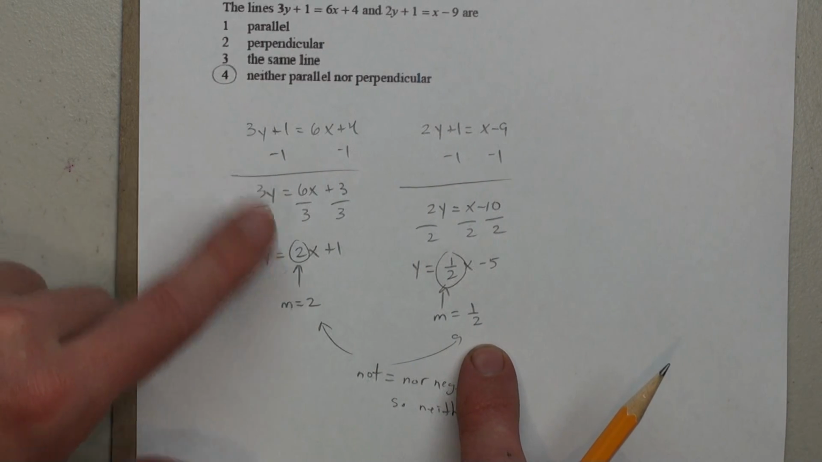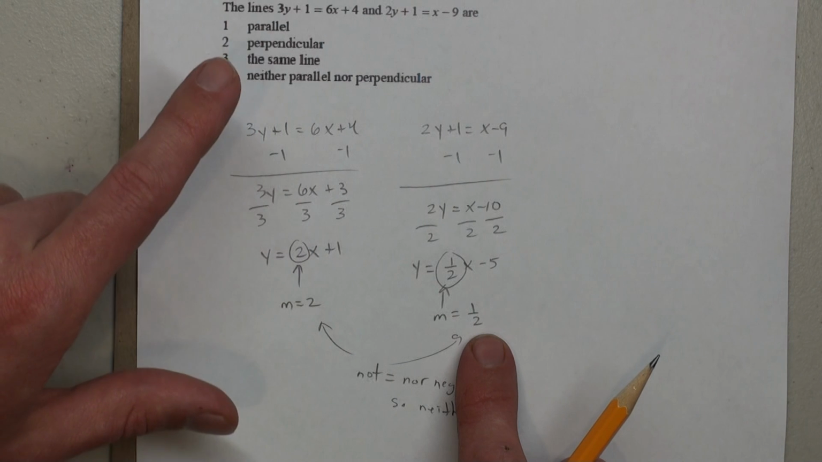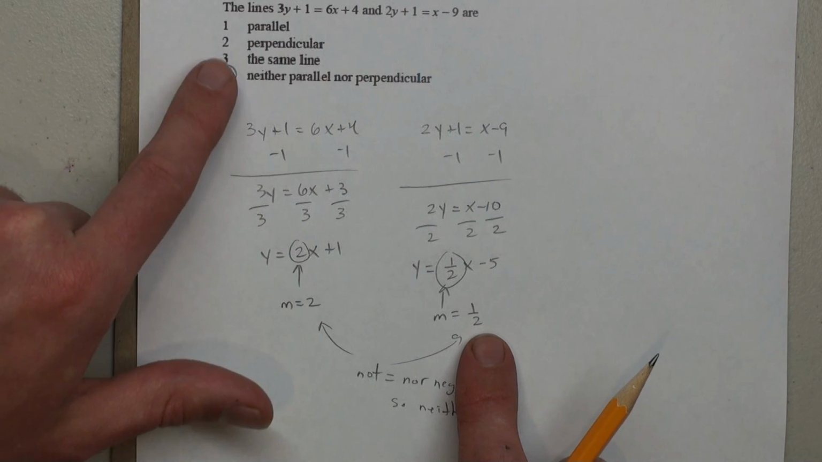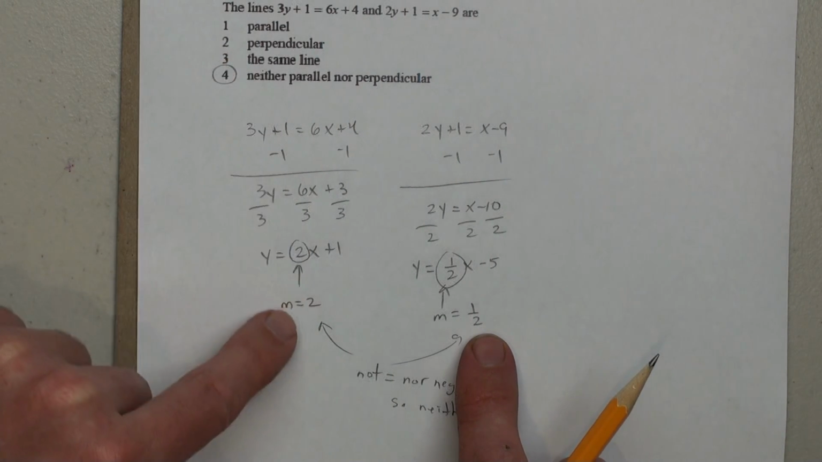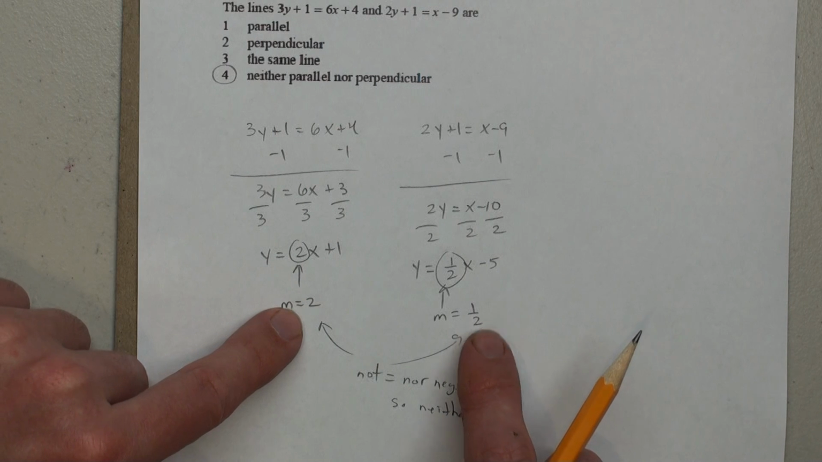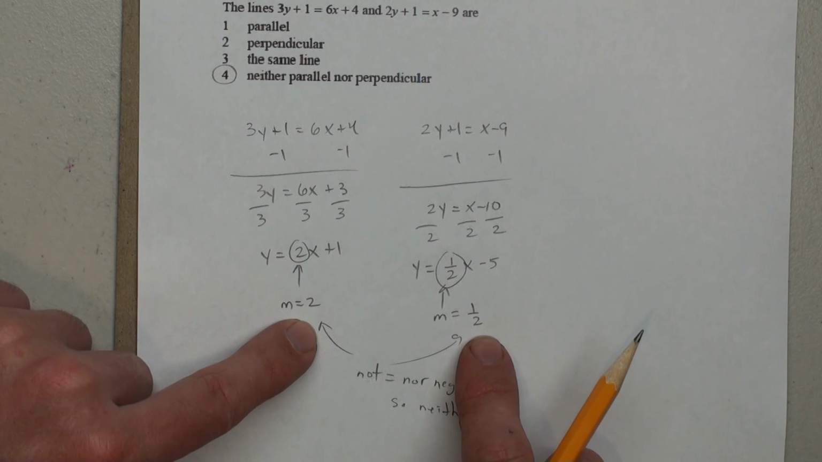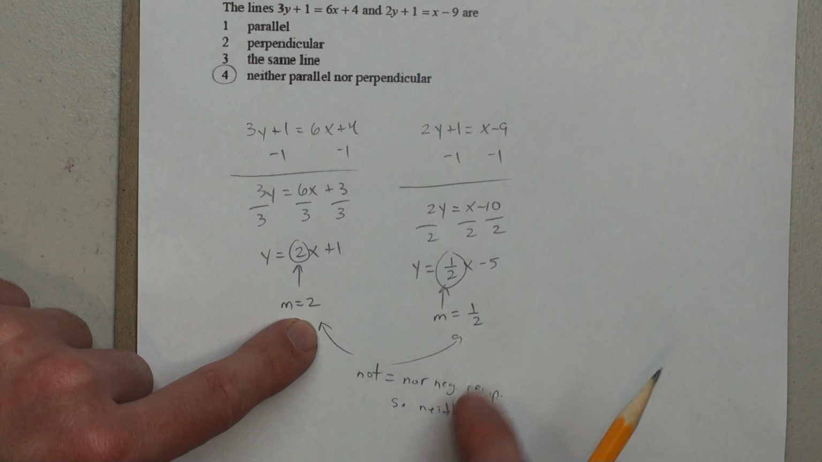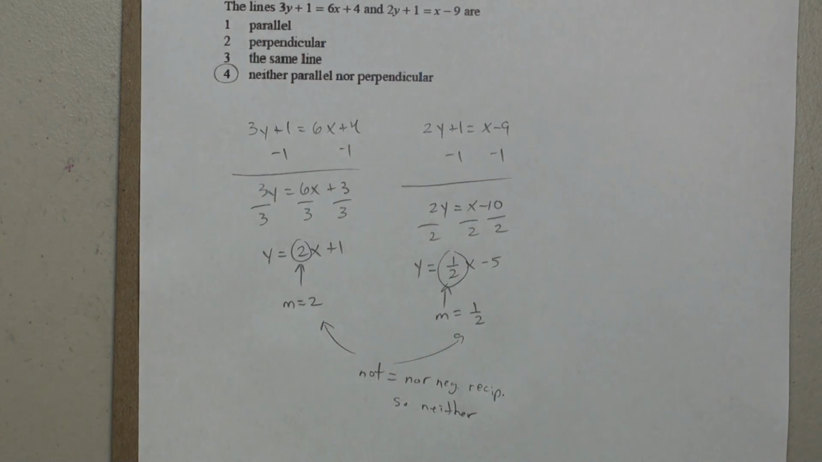So that means they're not perpendicular. And they're not equal, so that means they're not parallel. All right? And for it to be choice 3, they would have to be equal, and you would have to have the same y-intercept. Okay? So if they're not parallel, then they're definitely not the same line. All right? So the only choice is choice 4. They're neither parallel nor perpendicular.